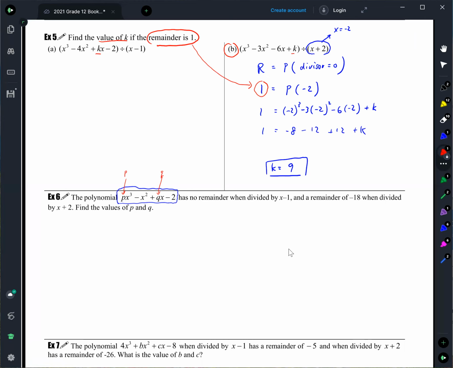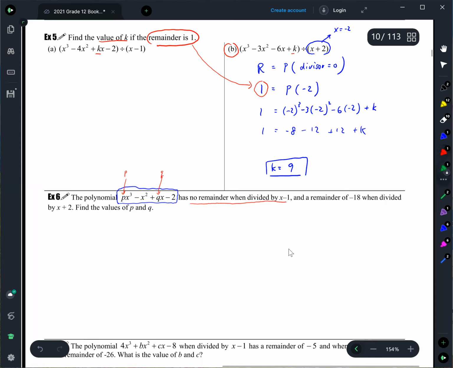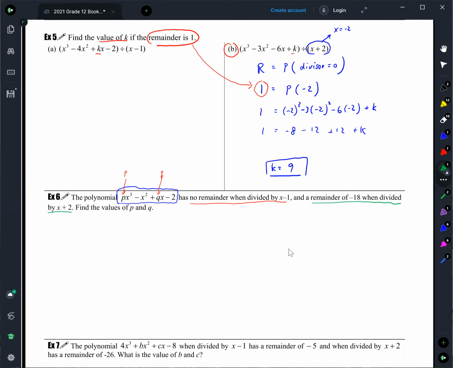It tells you that it will have no remainder if you divide it by x minus 1. And it will have a remainder of -18 if you divide it by x plus 2. So they give you 2 clues. It's kind of like 2 questions in one, because you are missing 2 variables, the P and the Q. So that's why you need 2 clues in order to solve it.